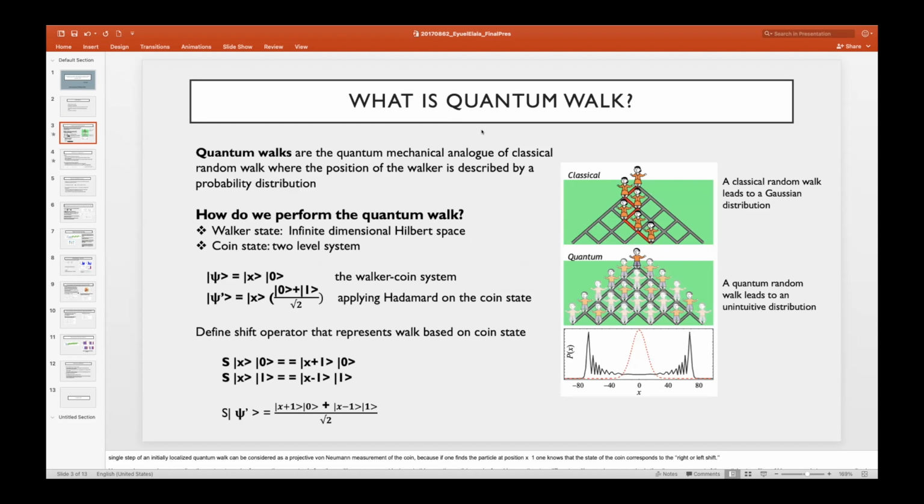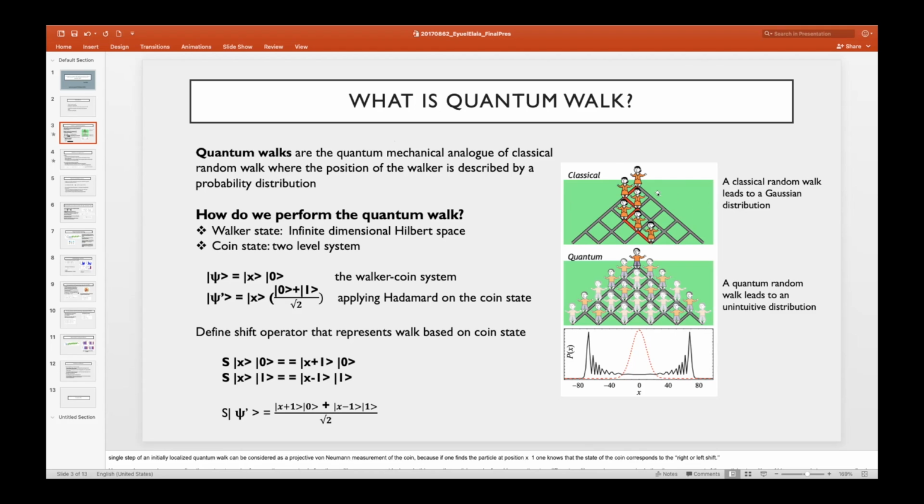So to begin with, what is quantum walk? Quantum walk is just a quantum mechanical analog of the classical random walk. In a classical random walk we have a Walker state and a Coin state. The Walker would be described by a certain probability distribution, for example in a one-dimensional case. We have a Walker state, and then by flipping a coin, we go to the right or to the left.